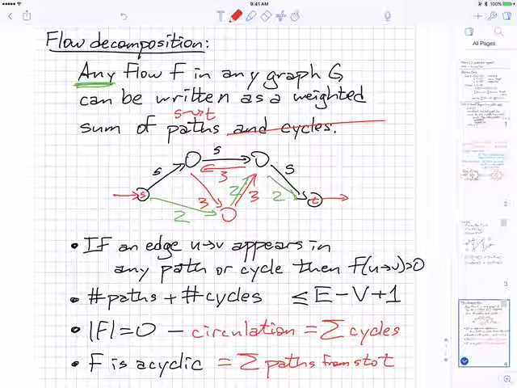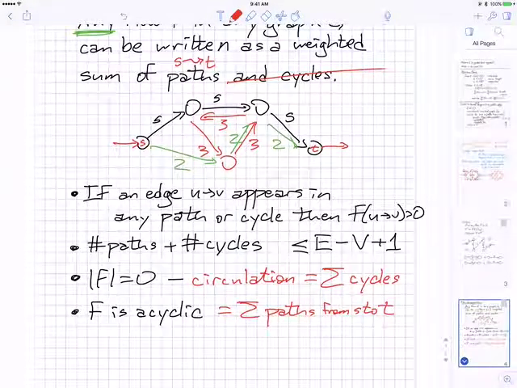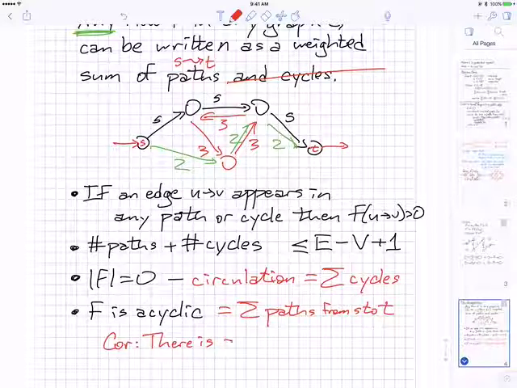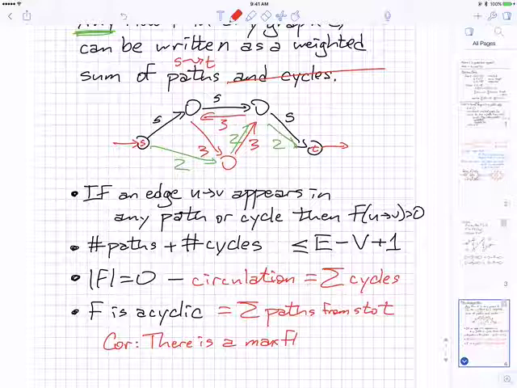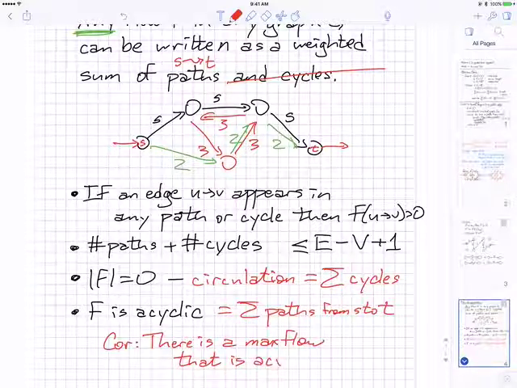Which means that there's a corollary: there is a maximum flow that is acyclic. I can just compute a maximum flow. The proof of this theorem gives me an algorithm that identifies those paths and cycles, and I just erase all the cycles. And once I've removed all the cycles from the flow, surprise, surprise, the flow doesn't have any cycles in it. It's acyclic.